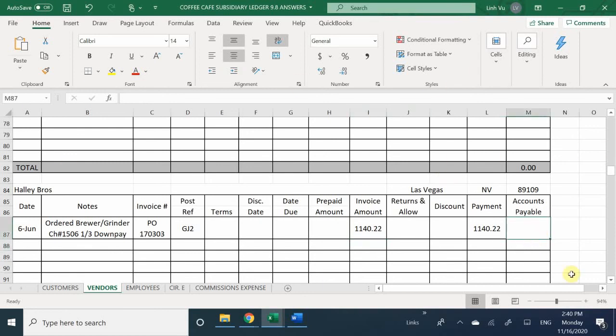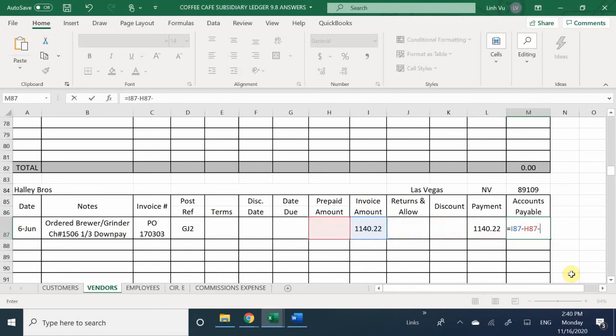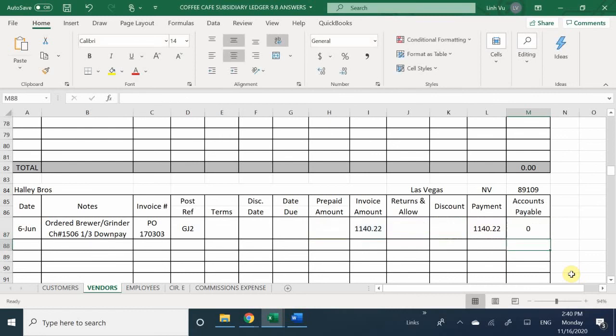So here, I owe Haley Bros nothing. And that's because I placed it under invoice amount. Obviously my purchase order is what's going to reflect this invoice amount, but I made a payment to it. So therefore I don't owe Haley Bros anything and they don't owe me anything. This will go towards the bill when you receive it.